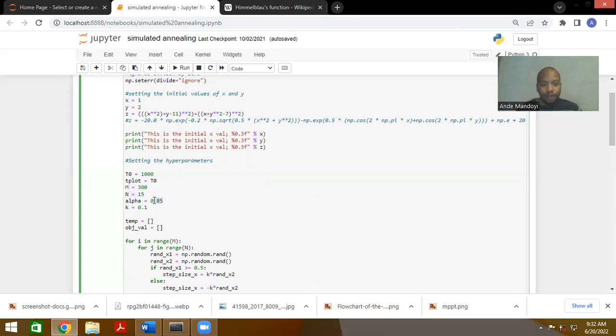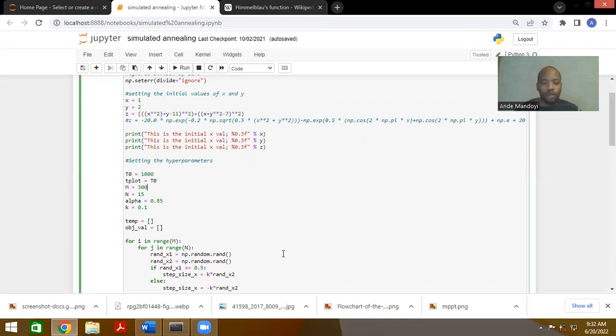Now, what is alpha? Alpha allows us to decrease our temperature because it's our cooling rate. Obviously, as you iterate, after each iteration or after each city, you want to decrease your temperature because your metal is cooling down. And that allows you to accept less and less bad decisions. And you'll see why. Why do we want to accept less and less bad decisions as we increase our iterations? Because we want to converge.